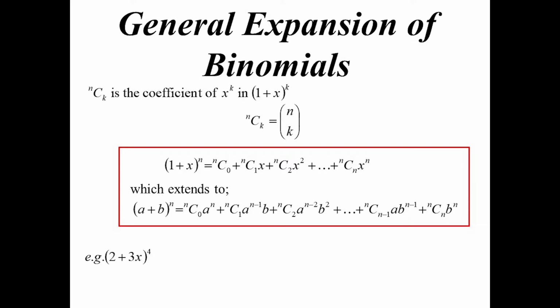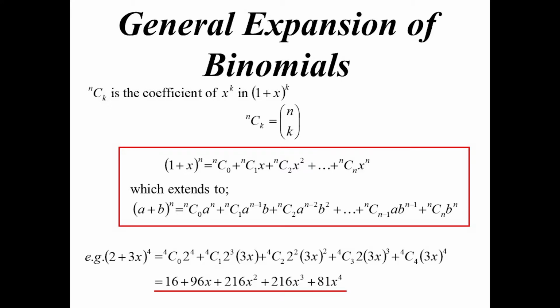So now if I want to do (2 + 3x)^4, there it is. Well, it's 4C0 times 2 to the power of 4, plus 4C1 times 2 cubed, the power goes down by 1, times 3x to the power of 1, it goes up by 1, and so on and so on until I get to the last term. So I don't need to write out Pascal's triangle and read along the row. We can just calculate what 4C0 is, what 4C1 is, and when we put it all together, there's our eventual expansion. So 16 + 96x and so on.